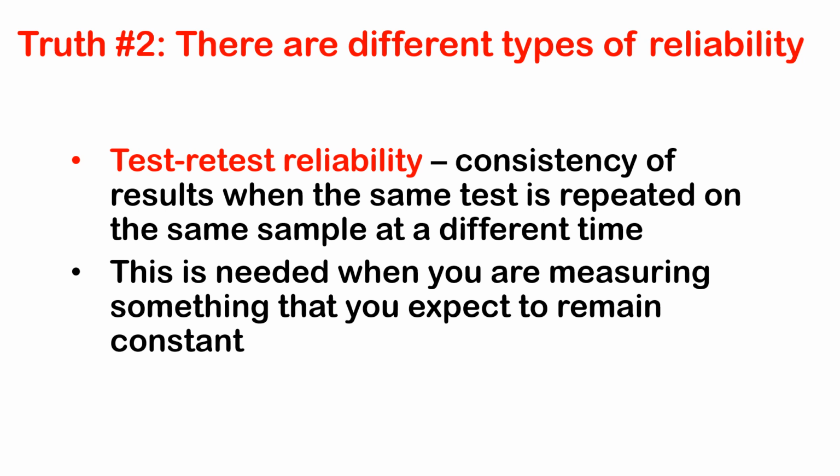And this is needed when you are measuring something that you expect to remain constant, such as intelligence. So if the result of the first time and the second time varied, then that means that that IQ test has a low test-retest reliability. Don't use it.